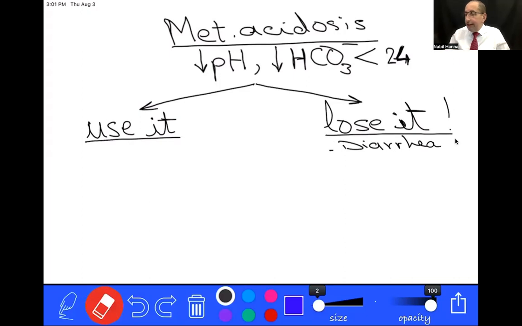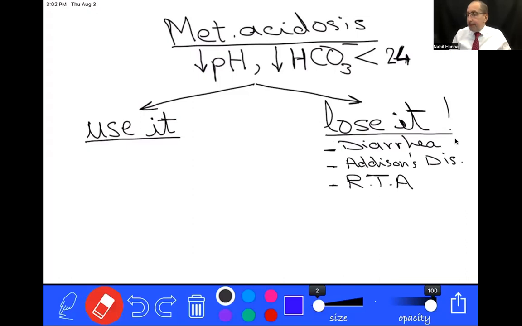Lose it as in diarrhea. If we have diarrhea, we simply lose bicarbonate going to the toilet. Another condition where we lose bicarbonate is Addison's disease, that we will discuss in endocrinology, and a renal condition known as renal tubular acidosis.